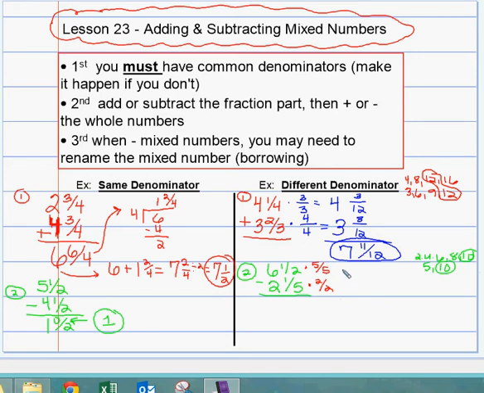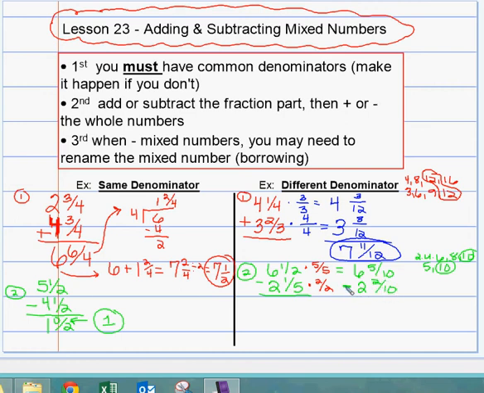Okay, so let's see here. My whole number stays the same, 6. But 1 times 5 is 5. And 2 times 5 is 10. This fraction, the whole number stays the same, 2. But the fraction numerator, 1 times 2 is 2. Denominator is going to be 10.